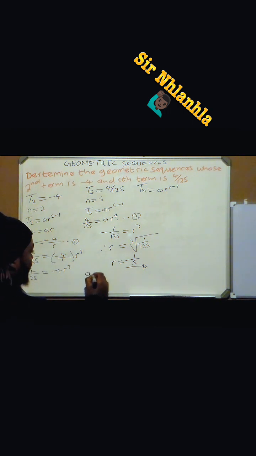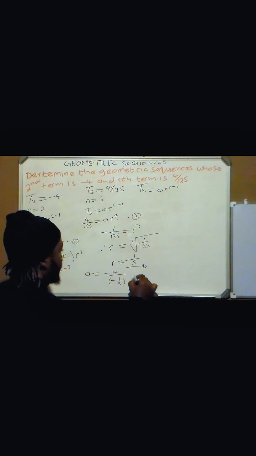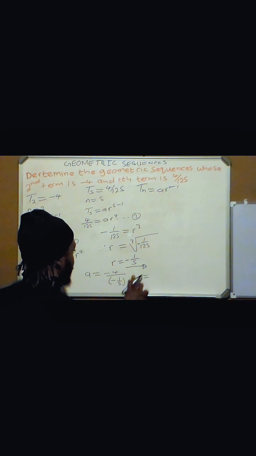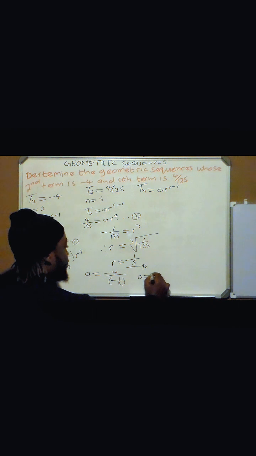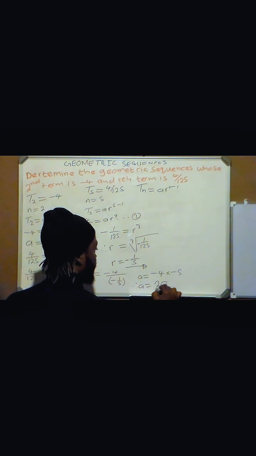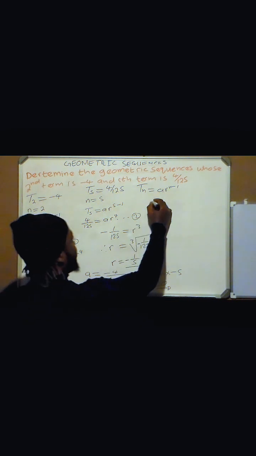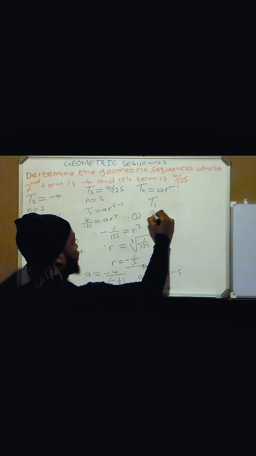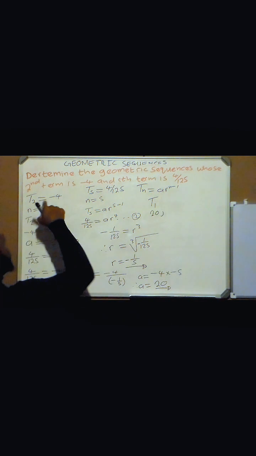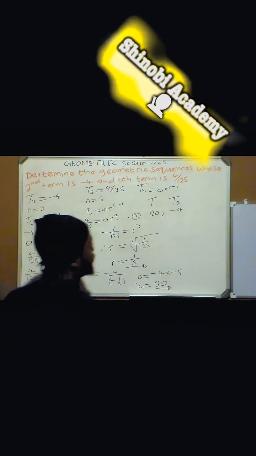So we have that a should be equal to negative 4 multiplied by negative 1 over 5. Therefore, the a value should be negative 4 multiplied by negative 5. Therefore, a should be equal to 20. So now that we know that we have a as 20, we conclude that the first term should be 20. The second term we are given, so term number 2 should be negative 4.